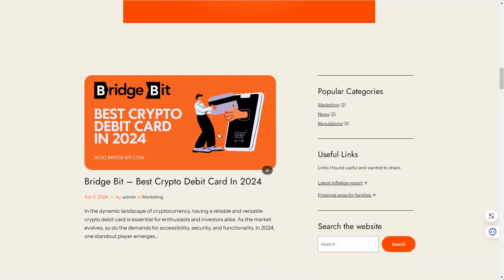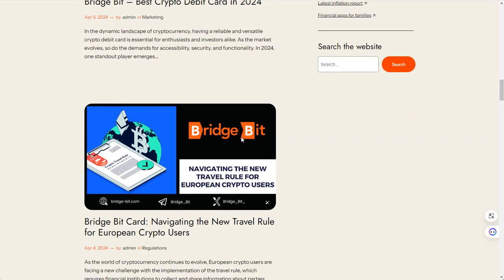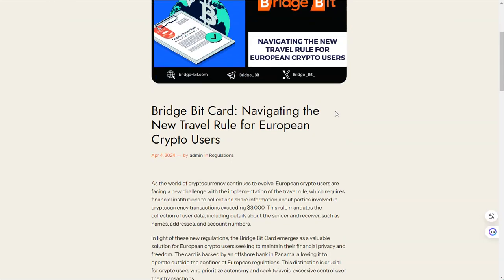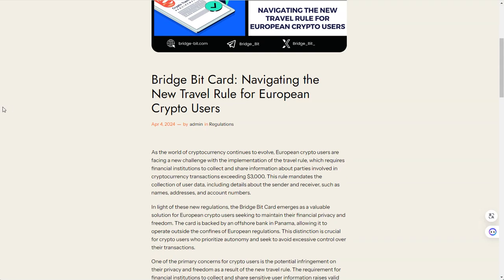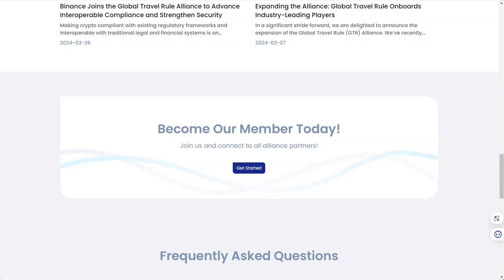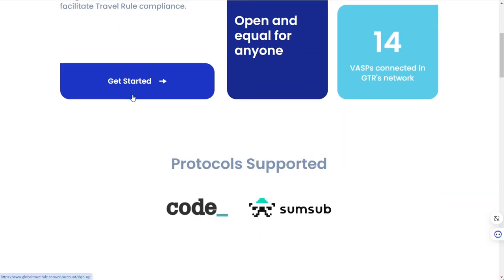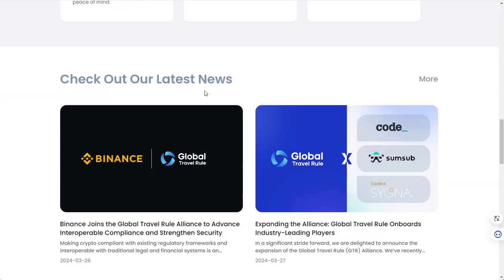And down below you will see articles that we are publishing on this blog. And I would like to open up this one, navigating the new travel rule for European crypto users. So the global travel rule, this is a regulation that will be in place in Europe later this year. It is already in place in many other parts of the world. And if you want to learn more about the travel rule, just go to globaltravelrule.com, right? This is the official website. And down below, you will find a lot of information around this new travel rule.